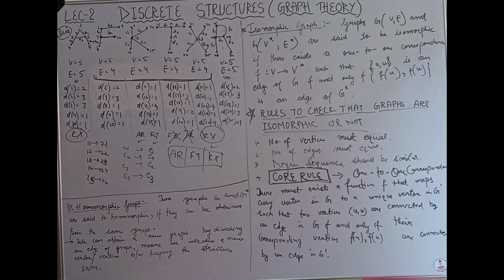So these are the questions which are obtained from the isomorphic graph topic. So we are done with isomorphic. Now let's move on to homomorphic graphs. Two graphs G and G star are said to be homomorphic if they can be obtained from the same graph. We can obtain a new graph by dividing an edge of the graph, which means we can introduce a new vertex on an edge, keeping the structure the same.